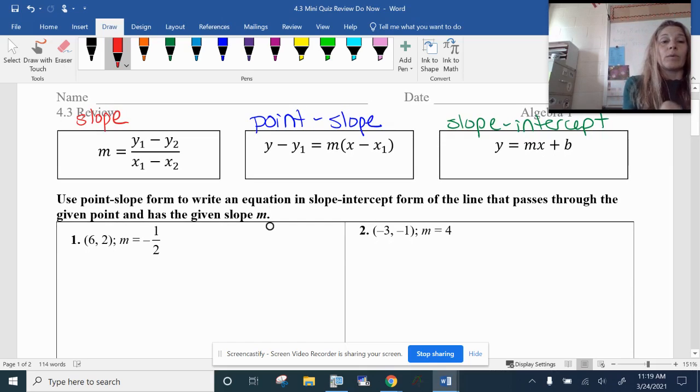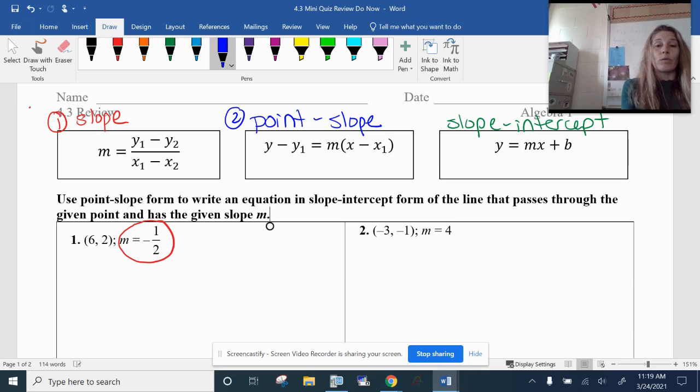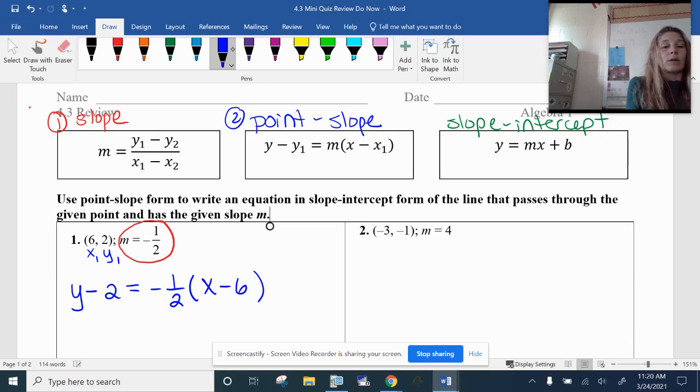So the first thing we would want to do is find the slope, and that's already done for us in this example, so we don't really have to worry about doing that step. So the second thing we would do is put it into point slope form, and they're giving us one specific point to use. So we are going to do y minus 2 equals the slope, which is negative 1/2, and then x minus 6. So that is my answer in point slope form.